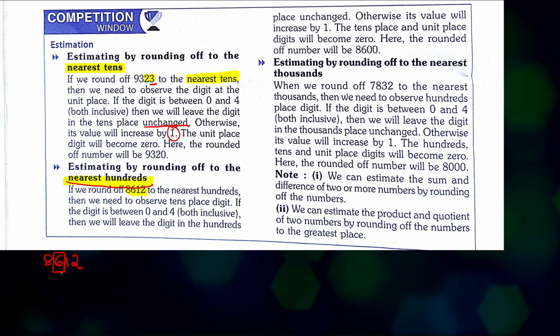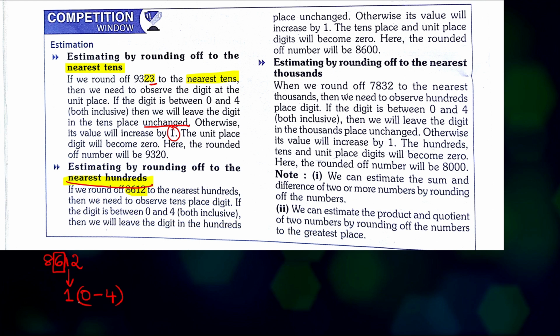In this case, if you have to round off to the nearest hundreds, you have to check the digit in the adjacent place. Here it is hundreds, so the adjacent one is the tens place, and the number here is 1. Now you have to check, is the number 1 between 0 to 4, both inclusive? So 1 is in this range. Okay, it is in this range.